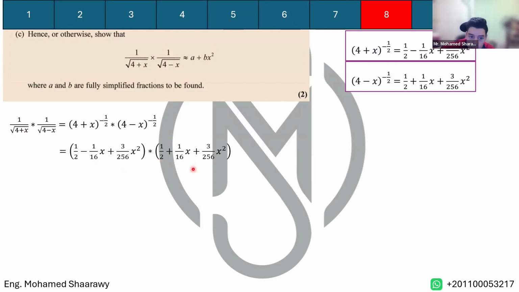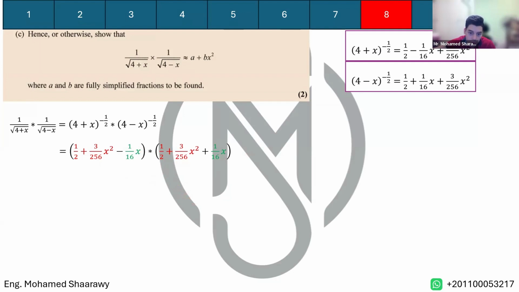Let's regroup this. Let's rearrange this like this. So I send the negative 1 over 16x there, and the same thing here. As you can see, this group is exactly like this, and this group is exactly like this. I colored this one in red and this one in green.